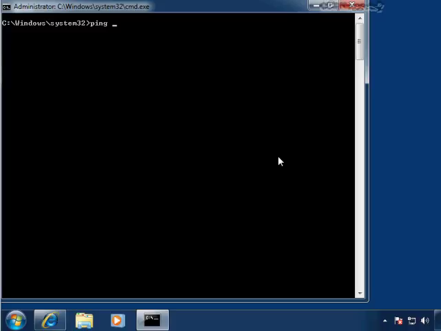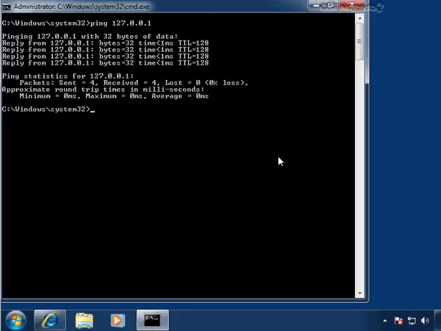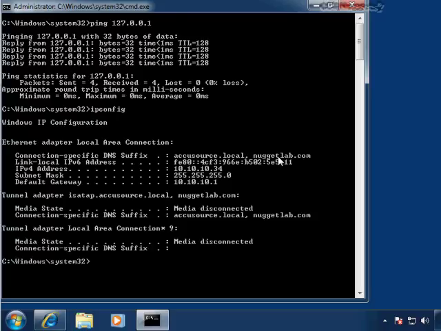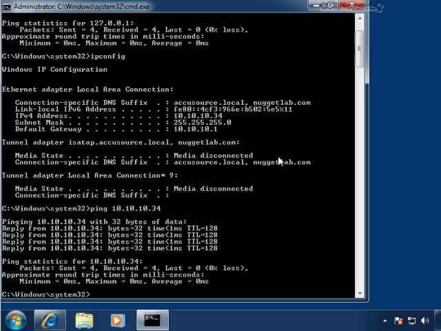So I do a ping, and my IP address is, I don't really know, so let's see, ping, and then 127.0.0.1 is my loopback. So this tells me that the software is working okay, the TCP/IP stack is working fine. My IP address is 10.10.10.34, so I would ping 10.10.10.34, and that tells me that I'm actually hitting my network card and it's bouncing back to me.